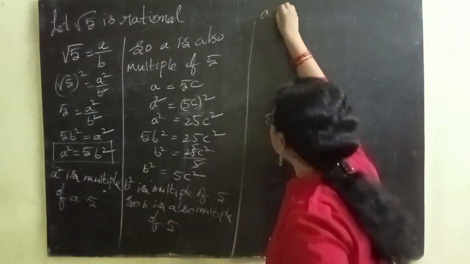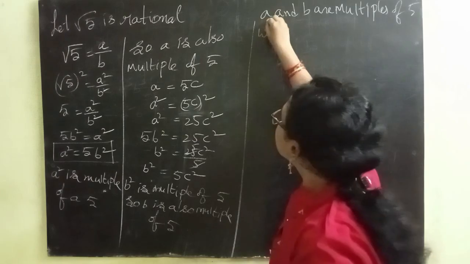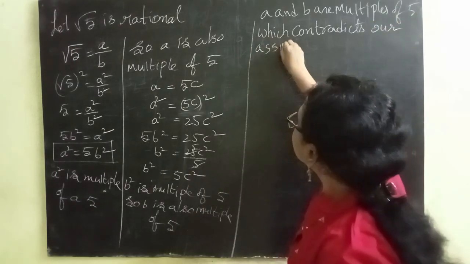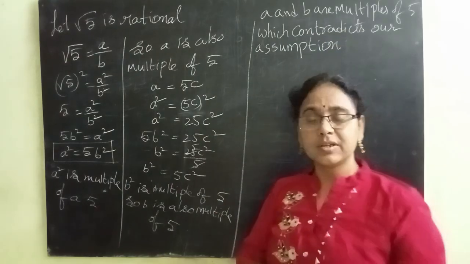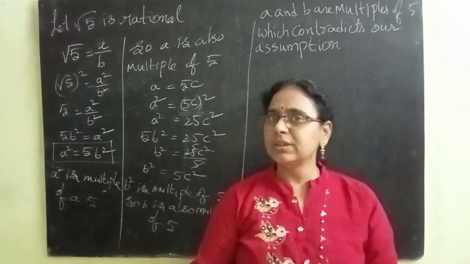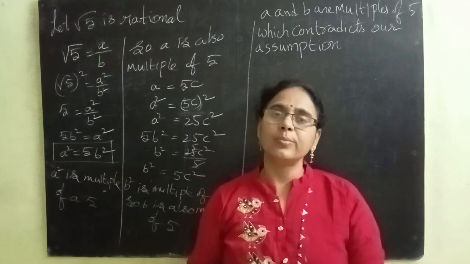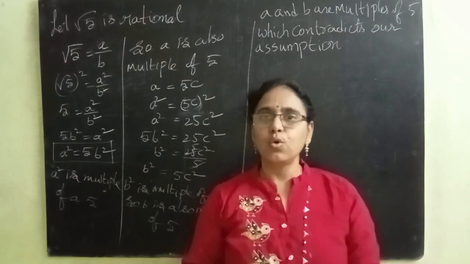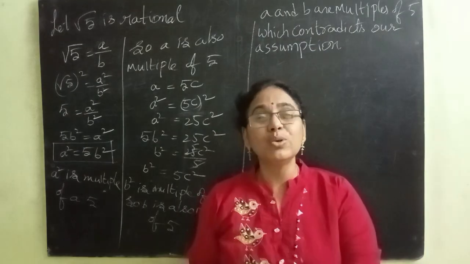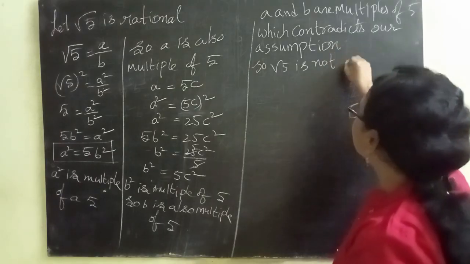A and B are multiples of 5, which contradicts our assumption. Why? Because you already said rational, which are in the form of numerator by denominator. Not only that, they must be integers. Not only that, they must be co-primes. As 10th grade students, you have to write it in simplest form, in standard form. We can't leave it like that. They must be co-primes. What do you mean by co-primes? Their common factor is only 1. But here what you observe, these both numbers are in 5 table, which contradicts. So root 5 is not rational.